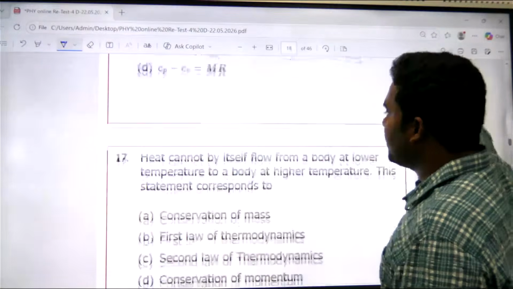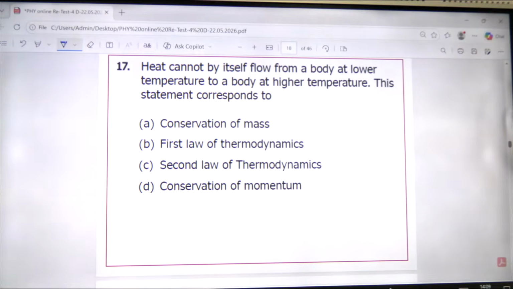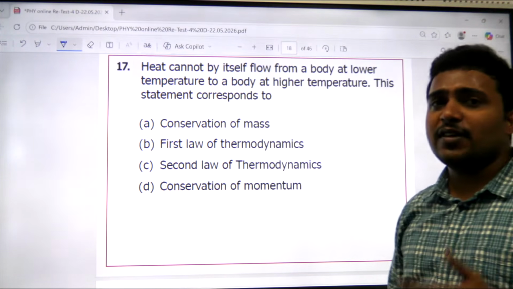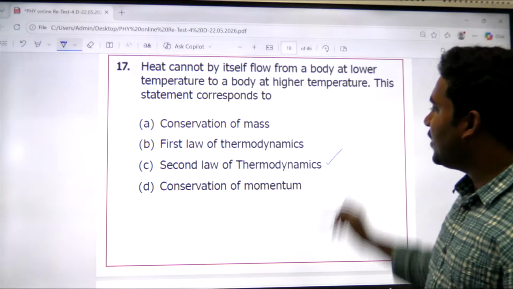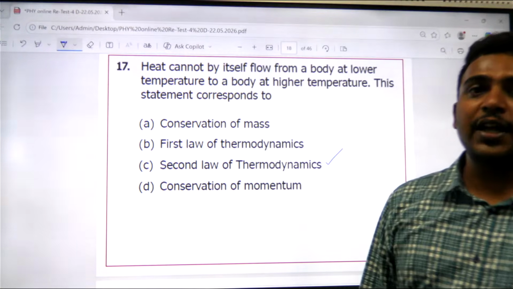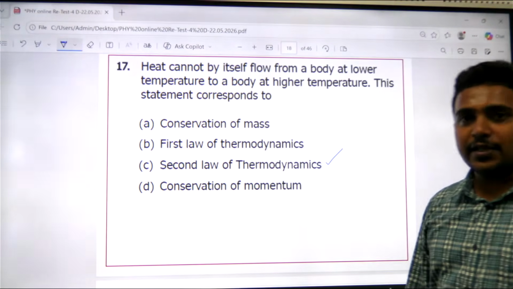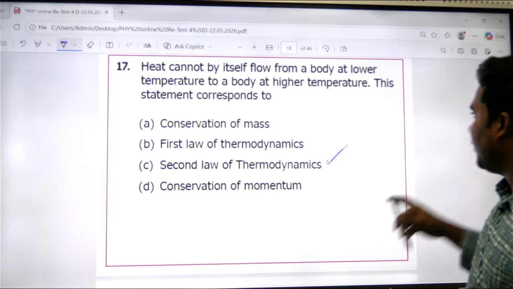Going for question number 17. Heat cannot by itself flow from a body at lower temperature to a body at higher temperature. This statement always corresponds to the second law of thermodynamics, which says that if you want to move heat from the lower temperature body to the higher temperature body, you always need to supply external work. This is the second law of thermodynamics.